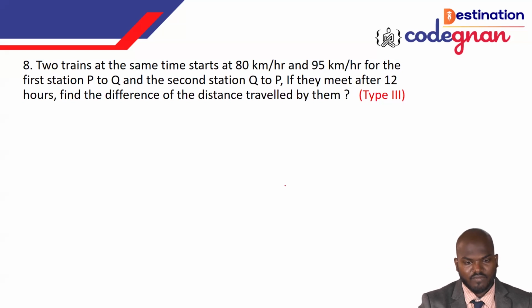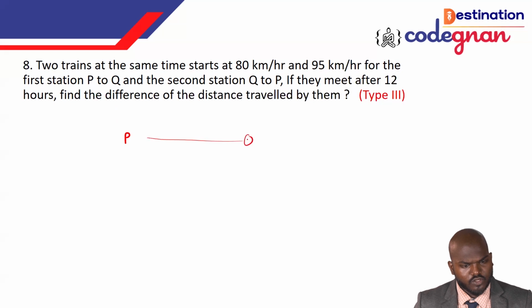Do you see this one? Two trains are starting at the same time, 80 km per hour and 90 km per hour, from station P to Q, and the second from Q to P, coming back. If they met after 12 hours, find the difference. This is a little bit difficult to understand, but if you follow the proper method, you can get the answer in a very easy way.